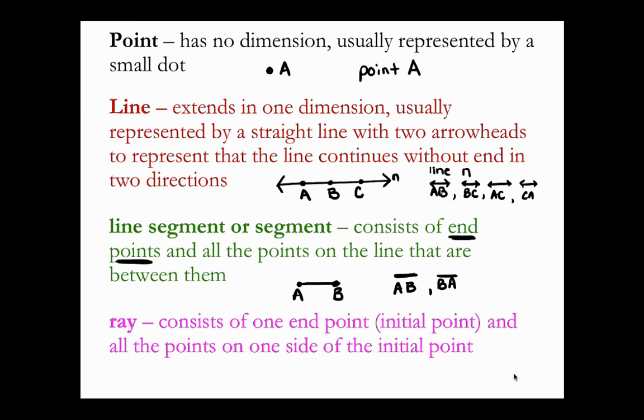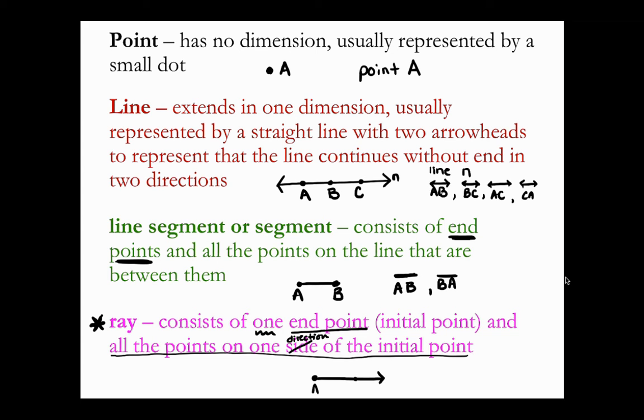Then we have our last vocabulary word related to a part of a line, and this is a ray, and this one is the one that people tend to have the most difficulty with. It only has 1 endpoint. We call that the initial point, and then it is all the points on one side of the point. You might want to think about this in one direction instead of side. So we have 1 endpoint and then all the points in one direction.